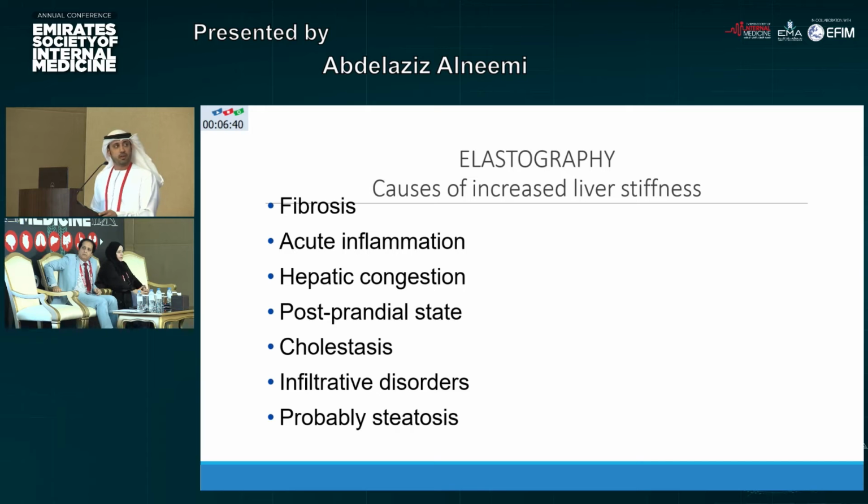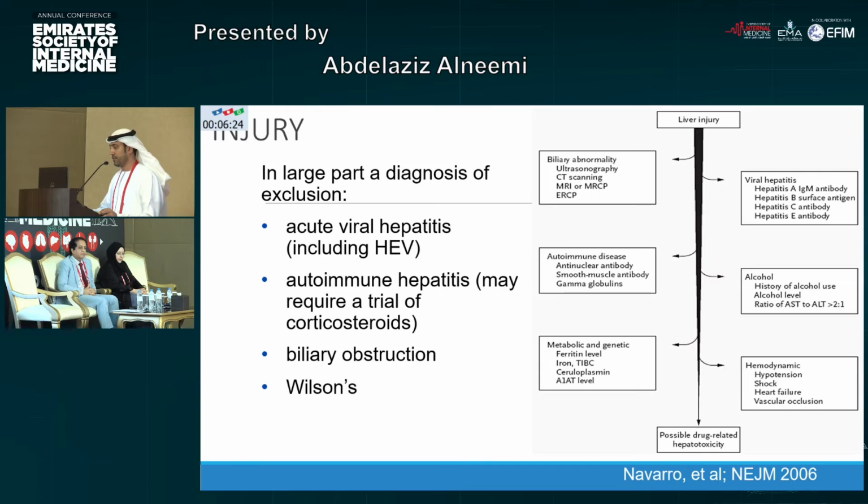So when you do an elastography assessment, you should think about what can increase liver stiffness. These conditions might increase liver stiffness, like fibrosis, acute inflammation, hepatic congestion, and you can see the rest of the list.